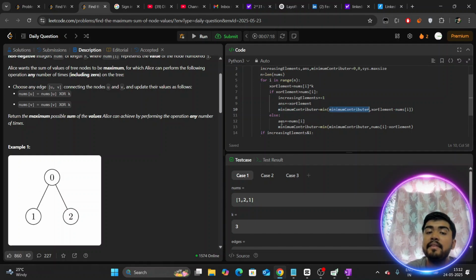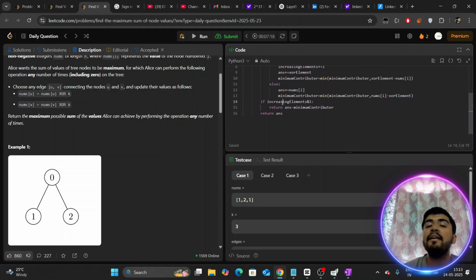And in the else block I am adding its original version to my answer, because if I do XOR it is going to decrease. And here also I calculate my minimum contributor, the min of my minimum contributor and its original version minus xor elements, because here I know its original version is increasing, and with XOR it becomes decreasing.